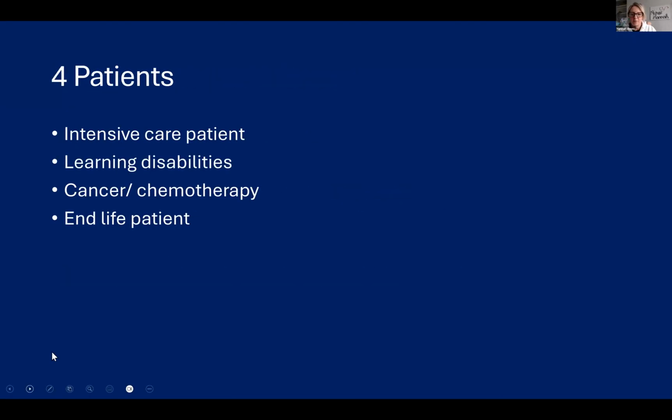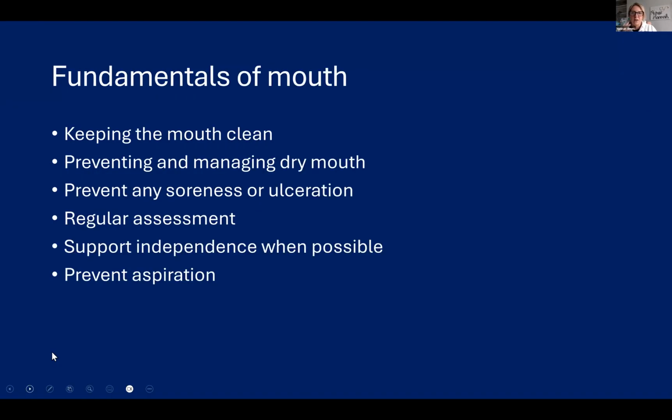So there are normally 4 patient scenarios, and you can get 1 scenario on the day. It's an intensive care patient, a patient with learning disabilities, a cancer patient or patient on chemotherapy, and an end-of-life patient. Before you start thinking about scenarios, and definitely don't memorise anything, just understand the fundamentals of mouth care, because this will get you through a huge amount of these scenarios, okay? So what are the things we need to aim to do for mouth care?